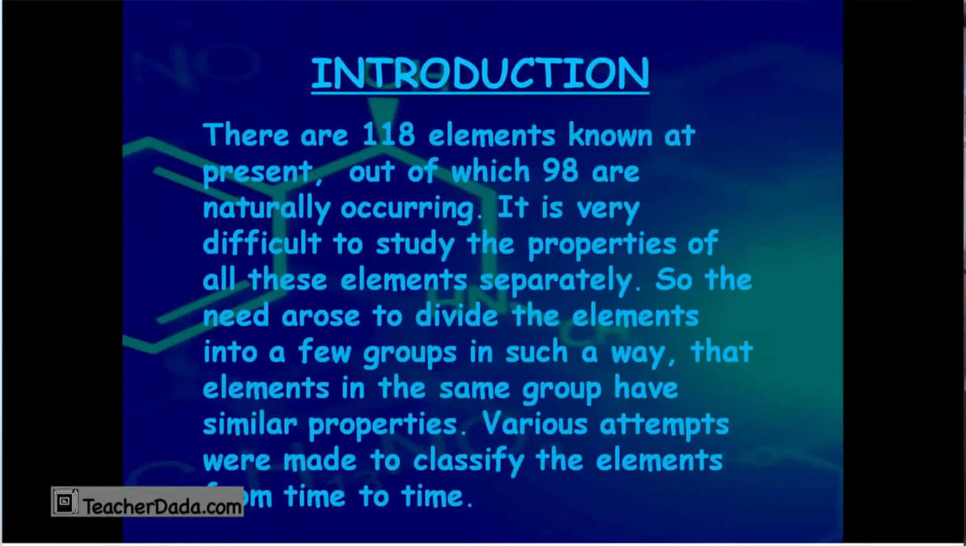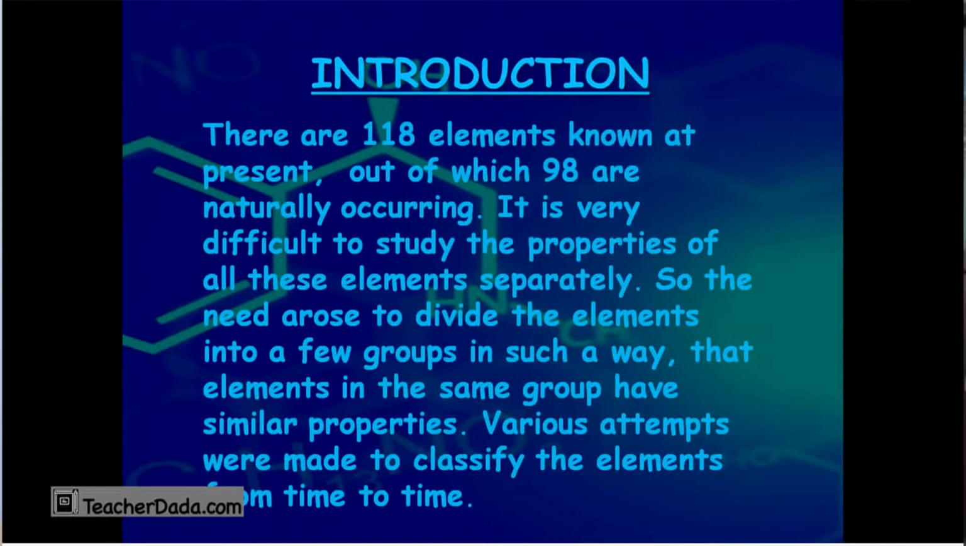And all of you know that till today 118 elements are known. Some of them are artificially prepared, most of them are naturally occurring. Around 98 are naturally occurring. Naturally occurring means it is present on our planet, in the earth. And artificially prepared means that these elements are man-made.